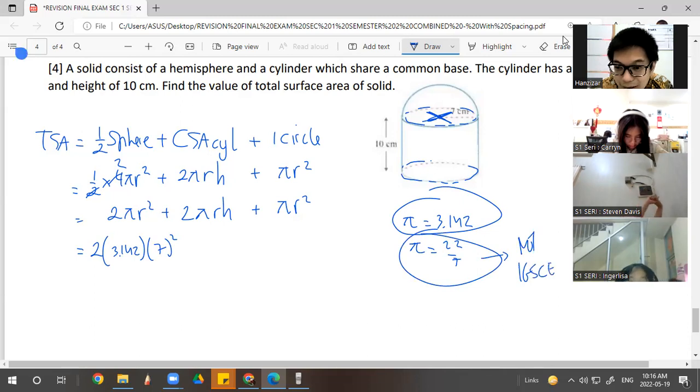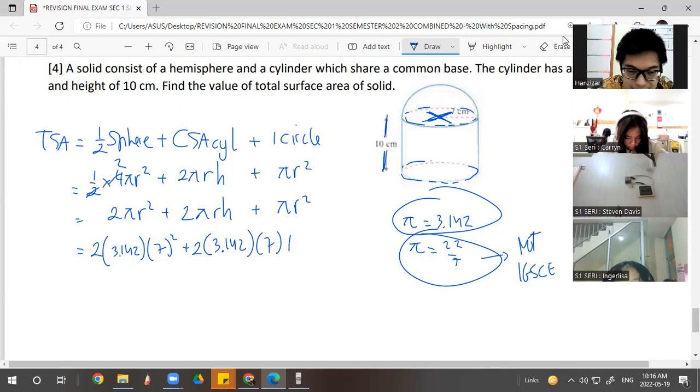This is the Indonesian way to make it simple. Simplify everything. But it's not the real deal, right? Then 3.142 times r times height. The height of the cylinder is 10, right? Plus 3.142 times the radius squared, the radius 7 squared. Write it down. Done. You put it on your calculator, guys.